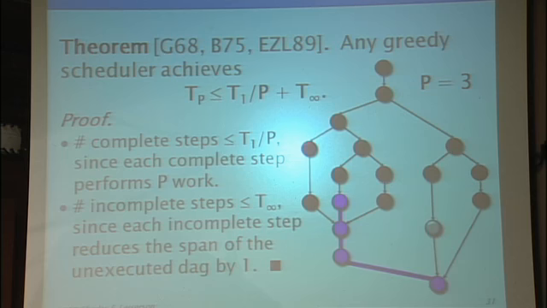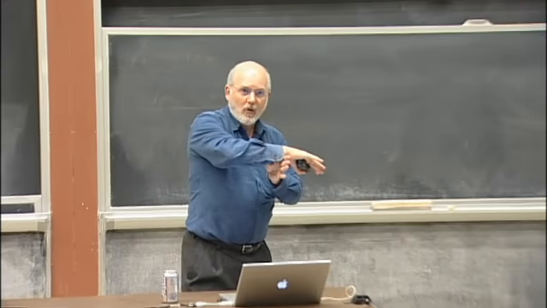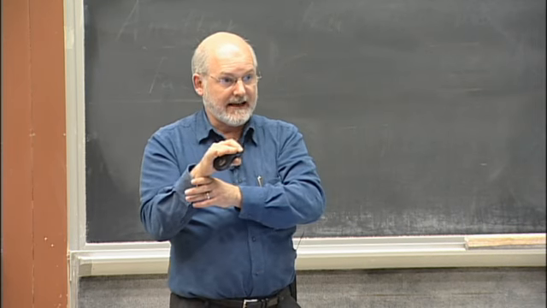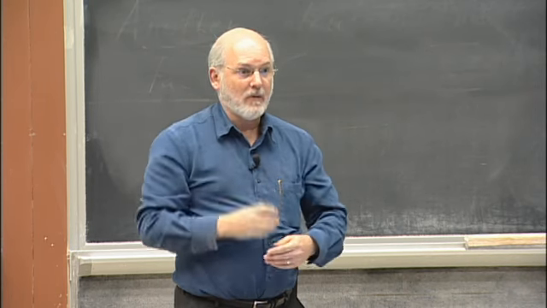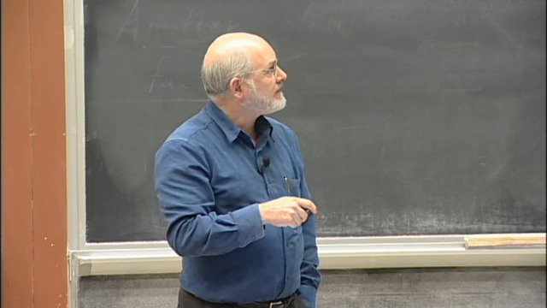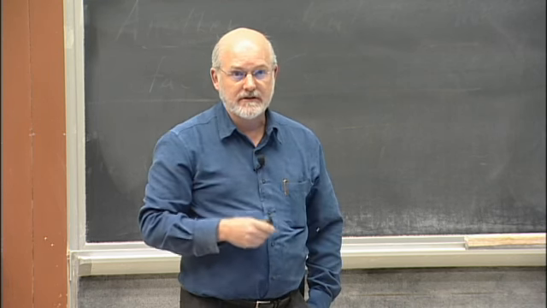So if I have a complete step, I don't guarantee to reduce the span of the unexecuted DAG, because I may execute things, as I showed you in this example, where you don't actually advance anything. But I execute all the ready threads, okay, on an incomplete step. And that's going to reduce it by 1. So the number of incomplete steps is at most T infinity. So the total number of steps is at most the sum.